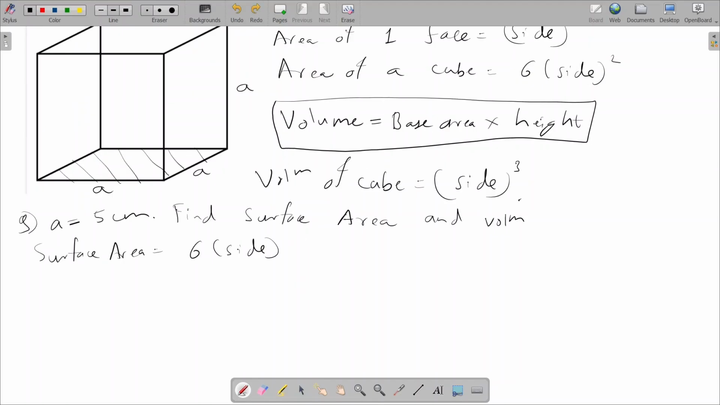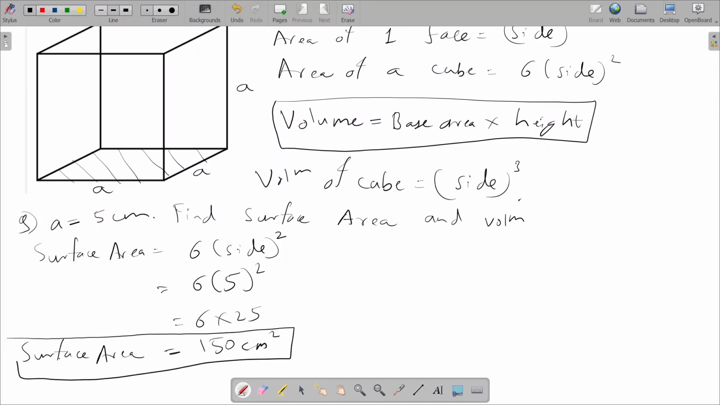The surface area of a cube is 6 times side square. So 6 times 5 square. 5 square is 25. So you'll have 150 centimeter square as the surface area of a cube.